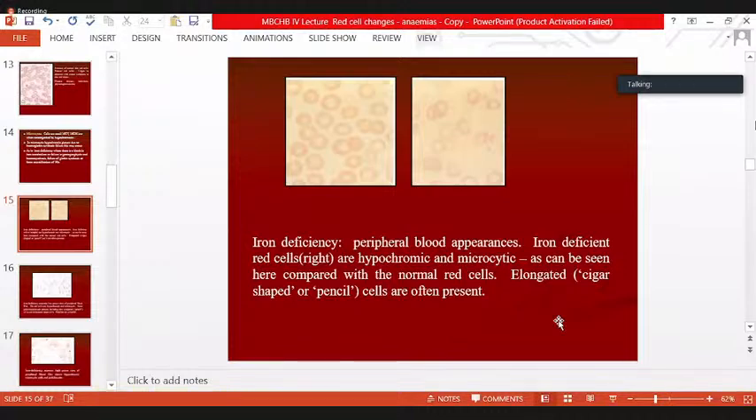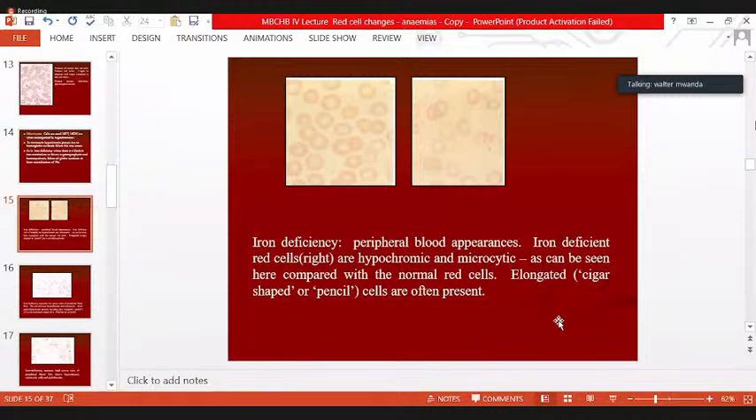Generally speaking, a pale center should not be more than 1/3 of the diameter of the cell. But when it is hypochromic, it means that there is a larger than usual pale center of the red blood cell, in addition to these cells being small or microcytes.